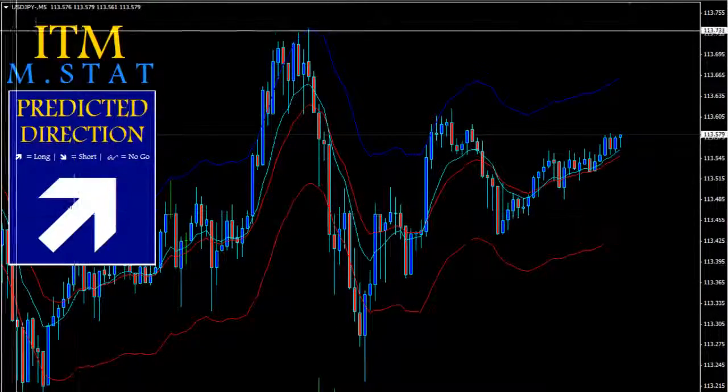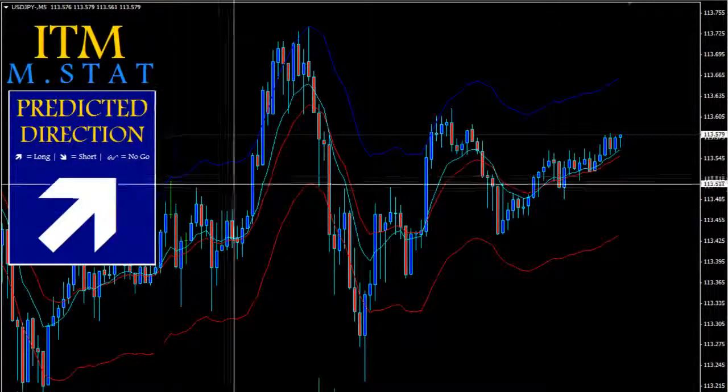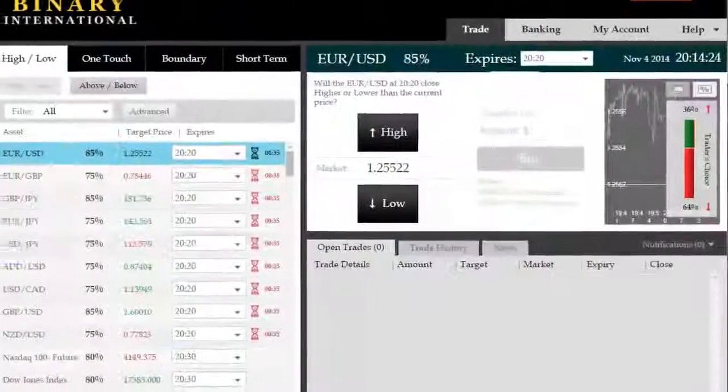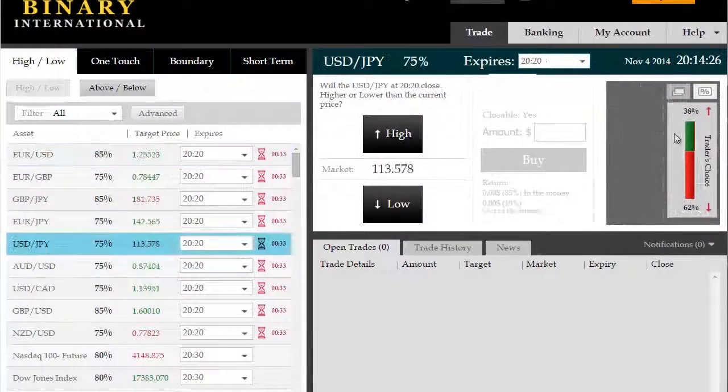Good evening. We're on the US dollar Japanese yen at the moment using ITM M.Stat. Fresh signal here to the long side. Predicted direction is long. We've just bounced off of the middle EMAs. Perfect trade setup for a long trade here.